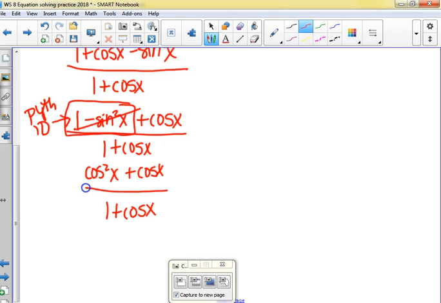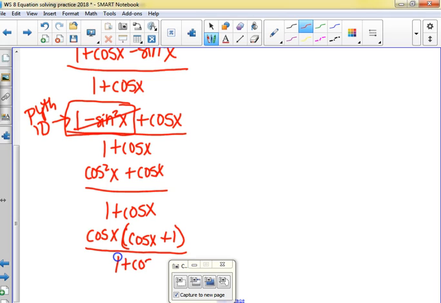Now can I cancel some things? Okay, factor out a cosine on the top. If you cancel anything that's glued together, I'm just going to write concept error meow next to it because you're killing kitties, okay? Cosine of x plus 1 on the top.